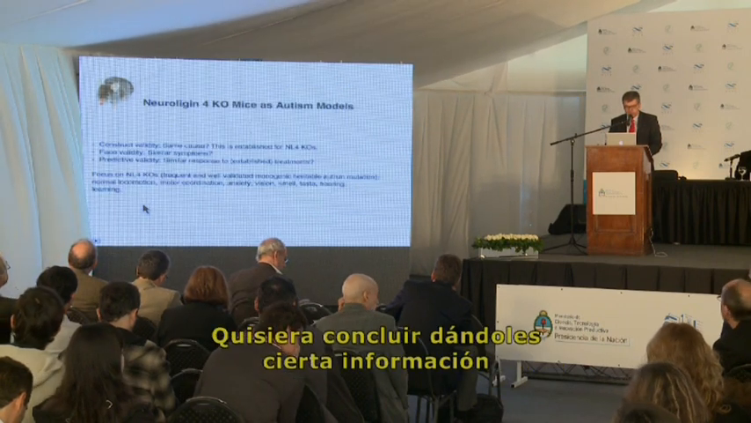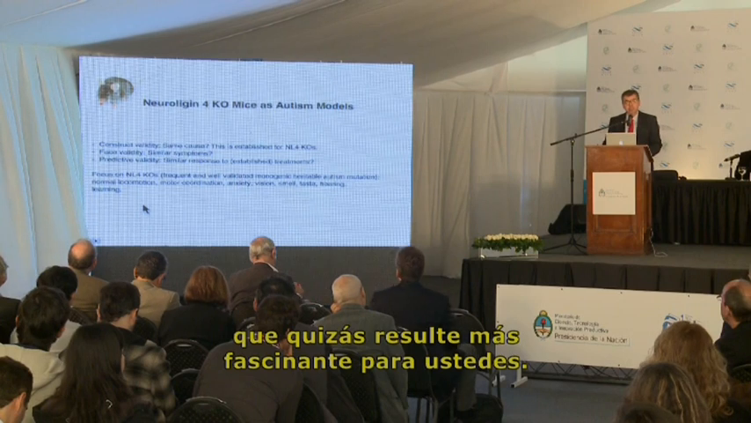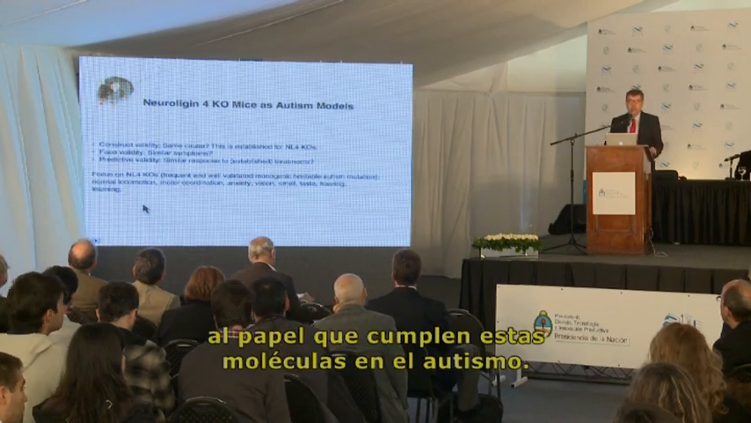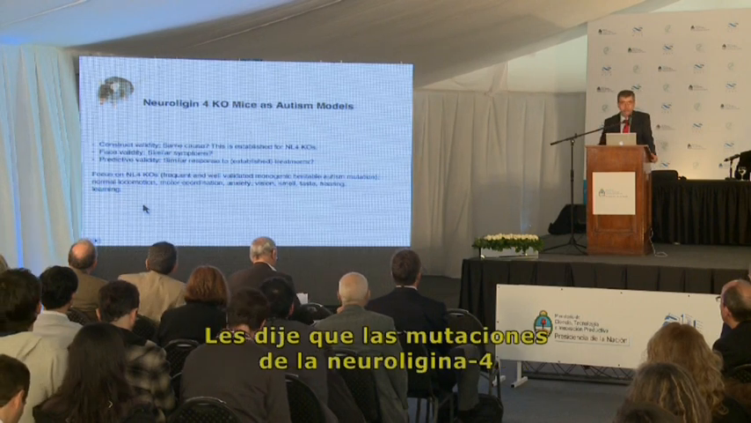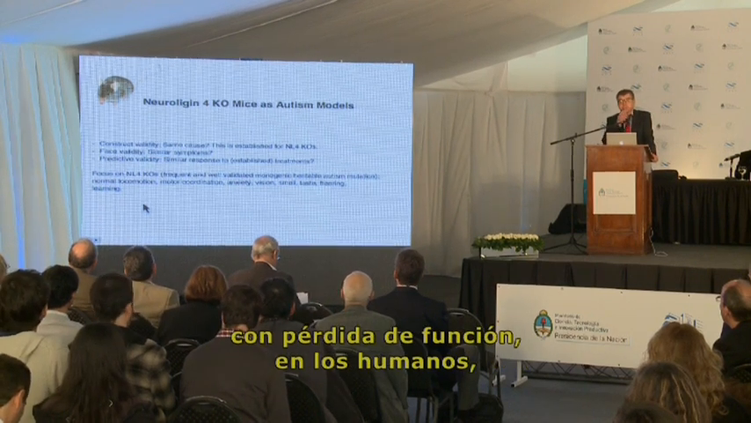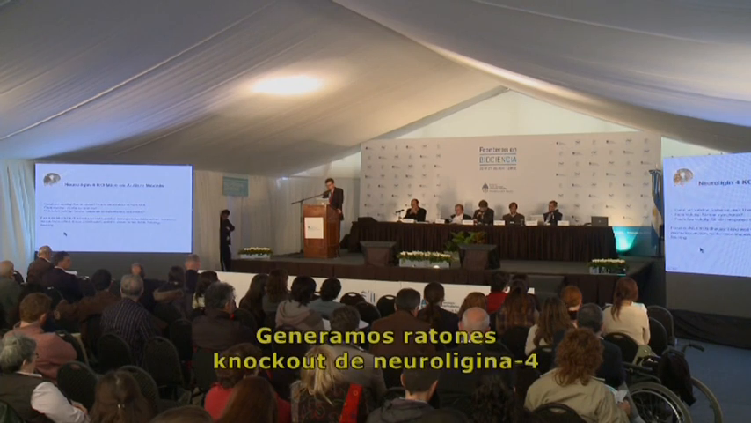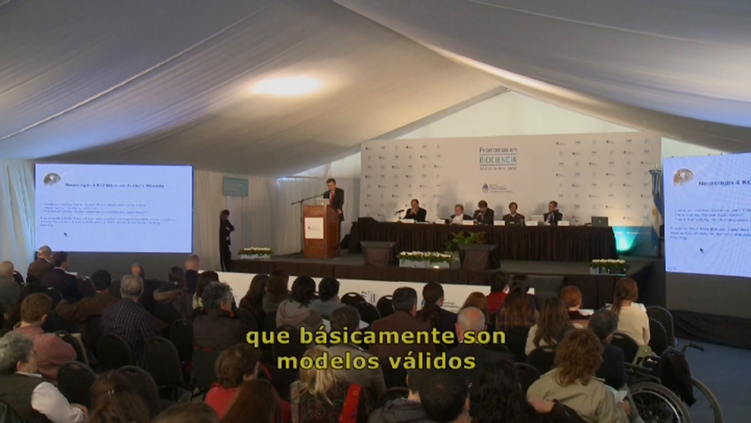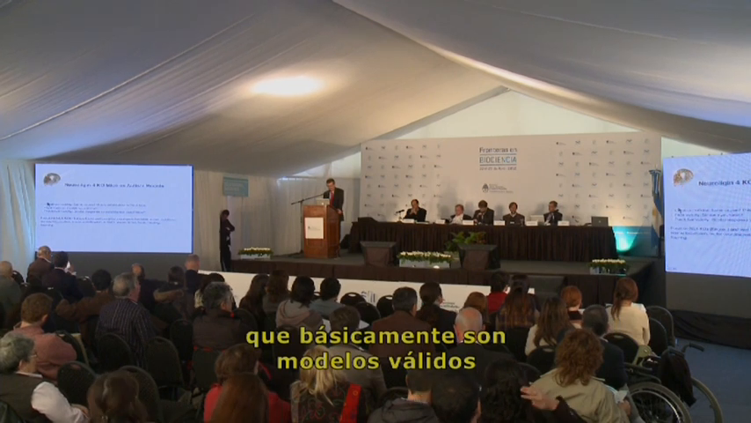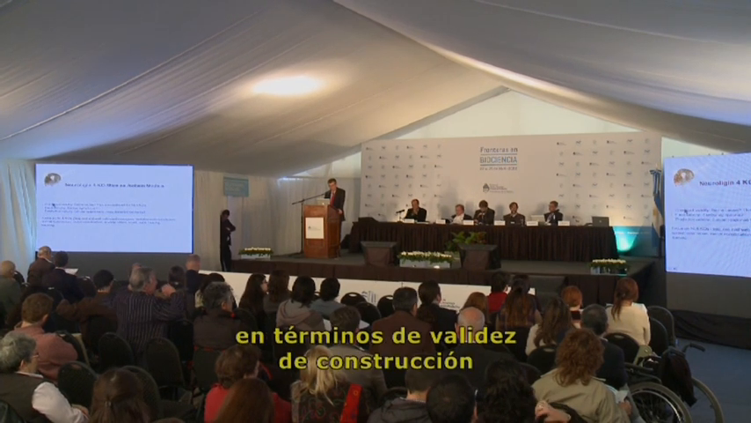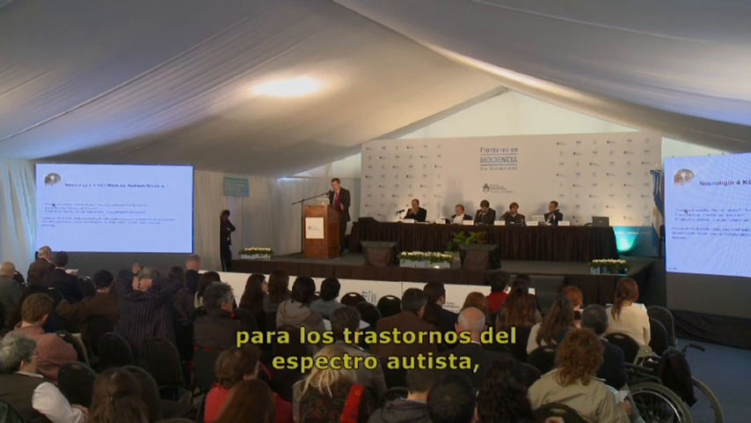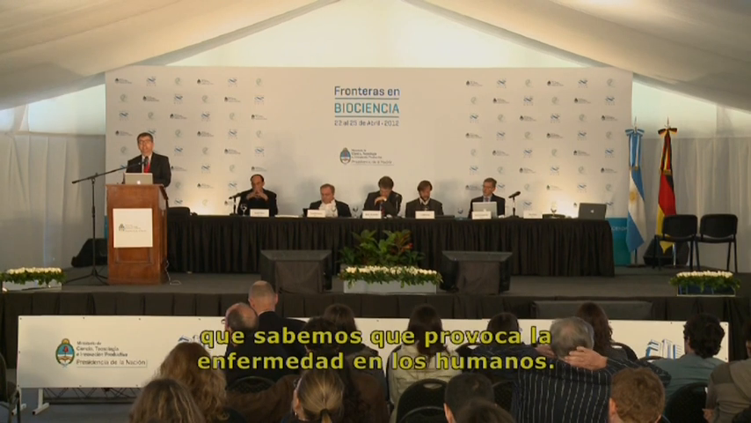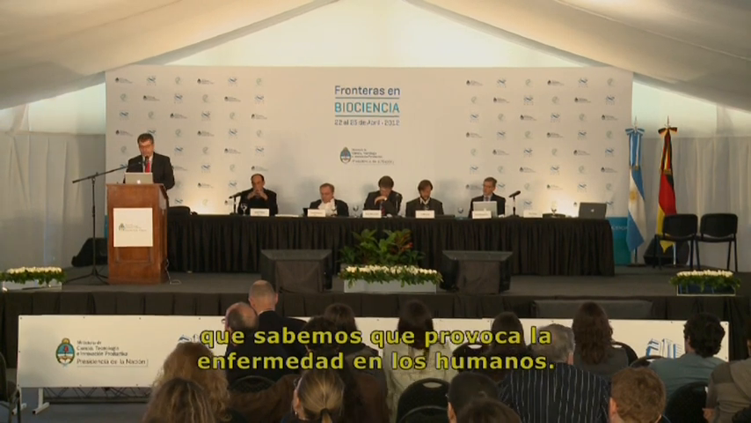But I would like to end with a data set that is probably more fascinating to you and certainly more revealing in terms of the role of these molecules in autism. I told you that neuroligin 4 loss of function mutations in humans cause autism spectrum disorders. We had generated neuroligin 4 knockout mice, which are therefore a valid model in terms of construct validity for autism spectrum disorders, because we generated mice with a genetic lesion that is known to cause a disease in human patients.